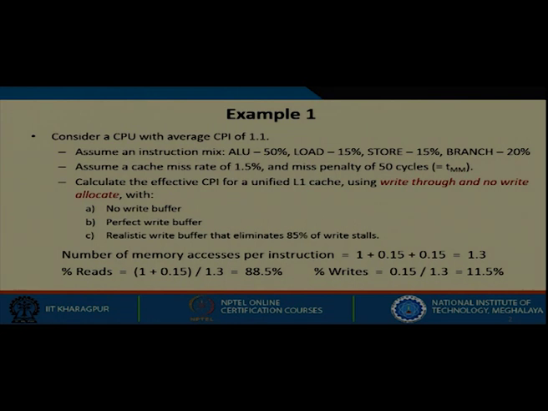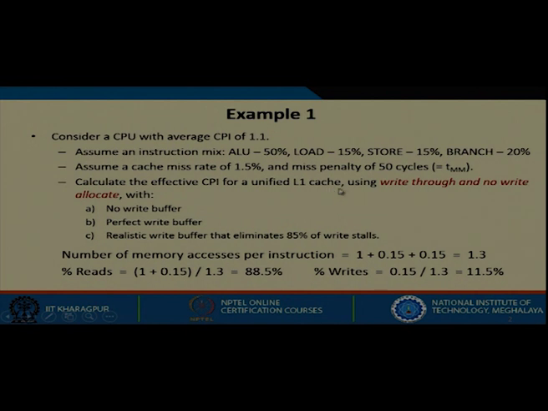So, let us consider a CPU with average CPI as 1.1. Let us assume an instruction mix with ALU having 50%, load 15%, store 15%, branch 20%, and assume that the cache miss rate is 1.5% and the miss penalty, that means if there is a miss, what is the time required to bring it from the next level, let us say main memory, is 50 cycles. We need to calculate the effective CPI for a unified L1 cache.